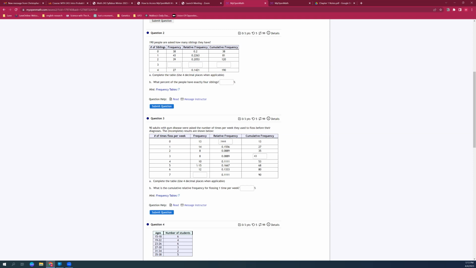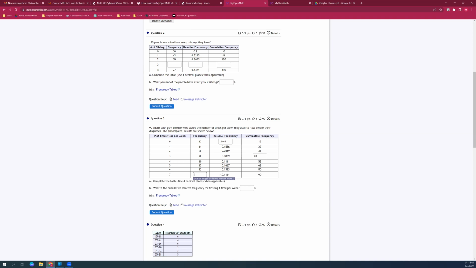I don't know, because the 15 confuses me, I guess, 'cause it went up. But next to the 7, there's an empty box. So what do you think that's going to be? 7 divided by 90, right? Well, that would be the relative frequency. Actually, you look at the cumulative here. So 6 times per week, people who floss between 0 and 6 times a week were 80 people. So how many more people is it going to take you to get to 90?